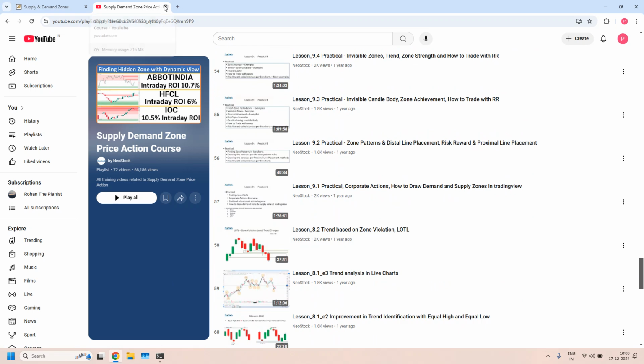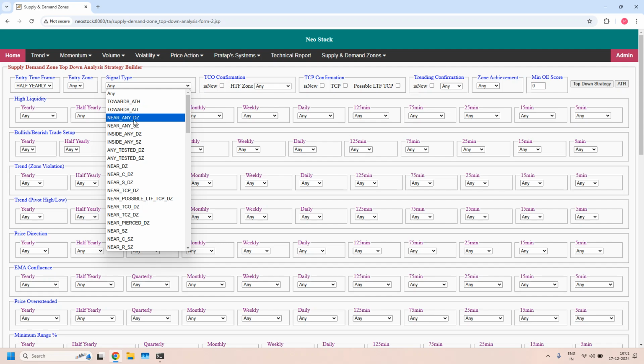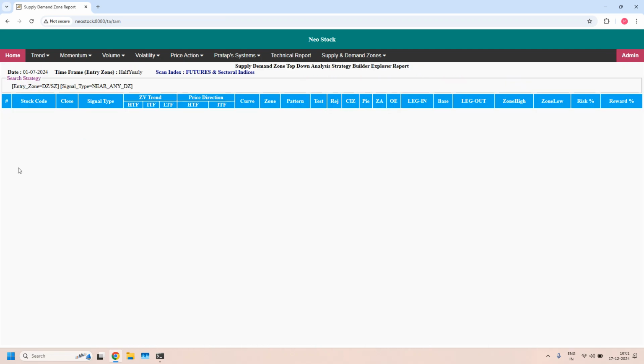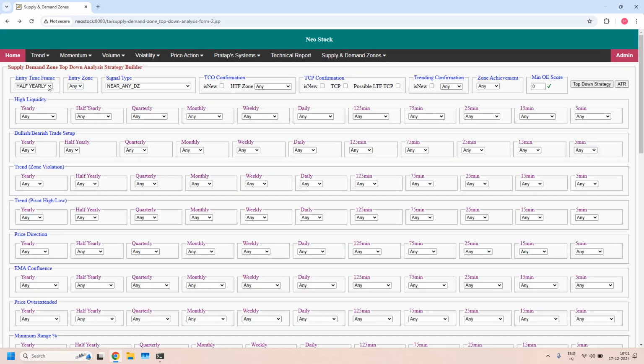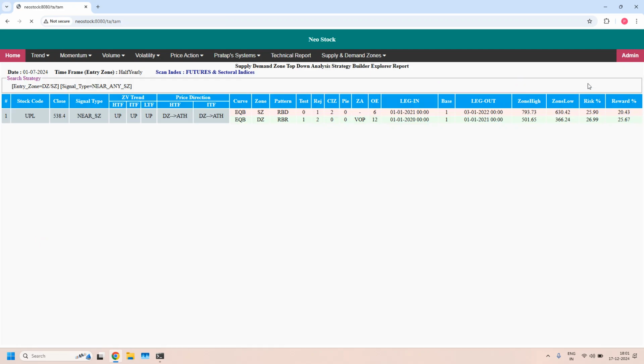Now, I am going to generate different supply demand zone reports useful to the premium subscribers with the help of NeoStock Software Supply Demand Zone Top-Down Analysis Strategy Builder. The first report I am going to generate: finding the stocks near half-yearly demand zone. No stocks are available. At the half-yearly time frame, let's find the stocks near half-yearly supply zone.